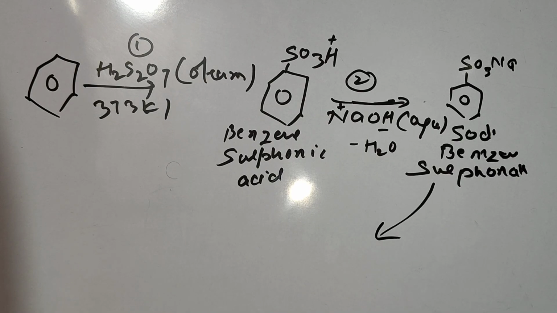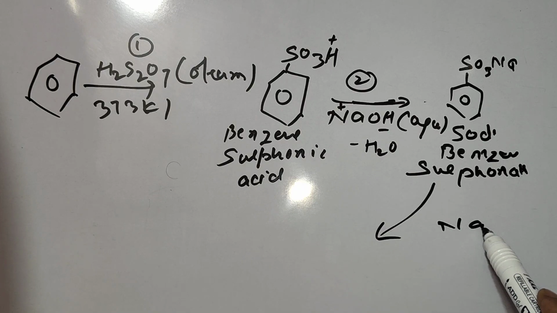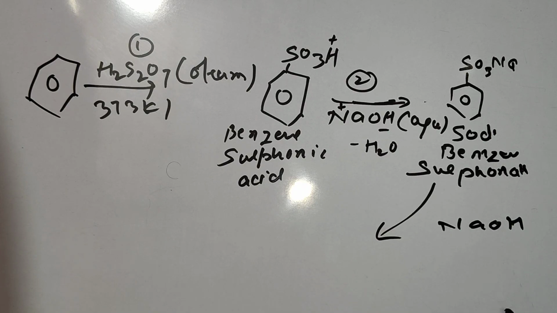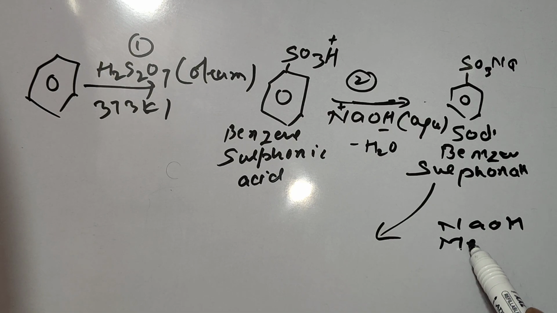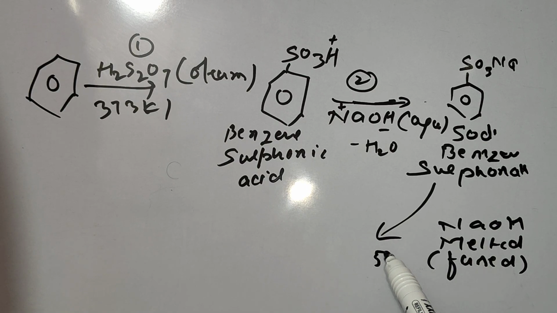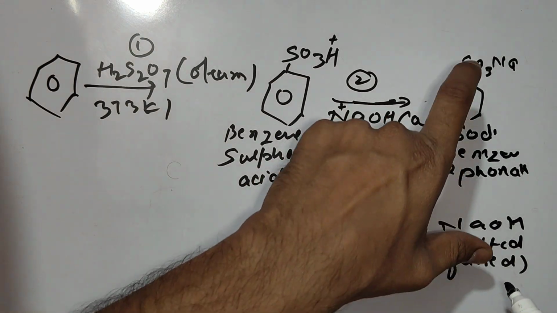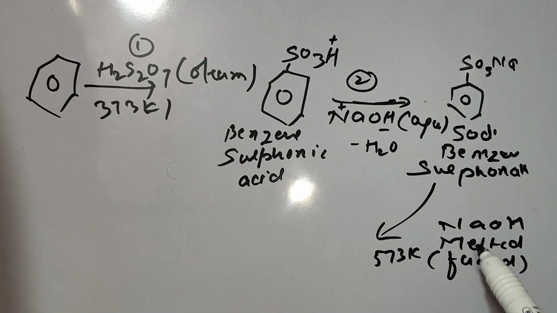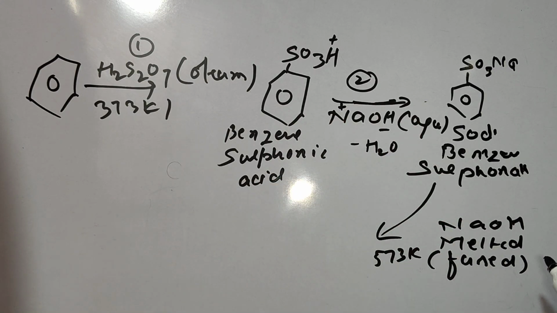Now this compound you have to react again with sodium hydroxide. But this sodium hydroxide will be a little different from the previous one. It will be melted sodium hydroxide, or you can call it fused sodium hydroxide. At the temperature of 573 Kelvin, you have to add these two chemicals together. This sodium hydroxide is different from the earlier one: it is not aqua, it is melted, which is also known as fused.